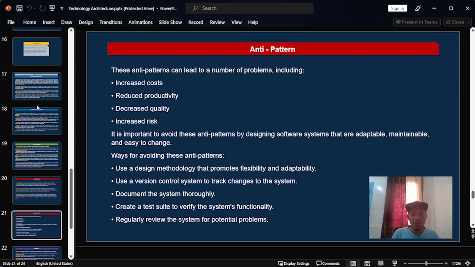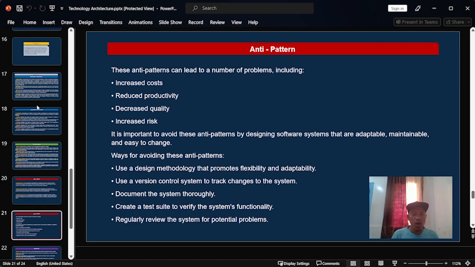So it's important to avoid the anti-pattern. So kailangan dapat daw ina-avoid natin ang anti-patterns by designing software systems that are adaptable, maintainable, and easy to change. So kung magde-design tayo ng system, it should be adaptable by any programmer or any architect, any designer.